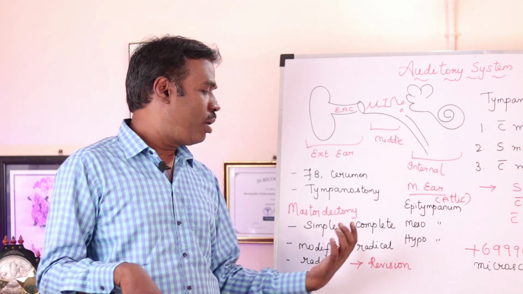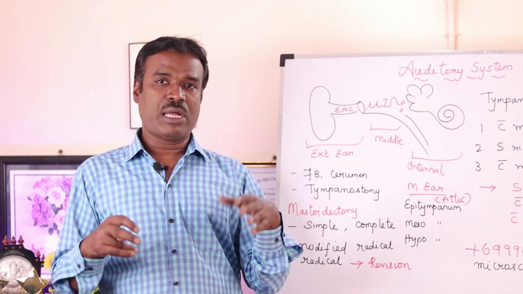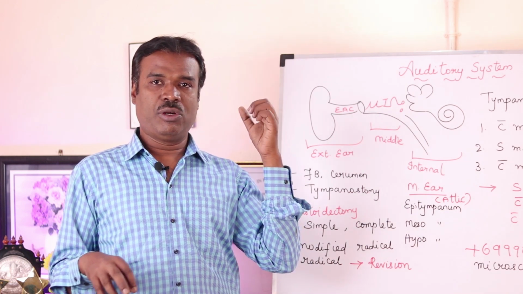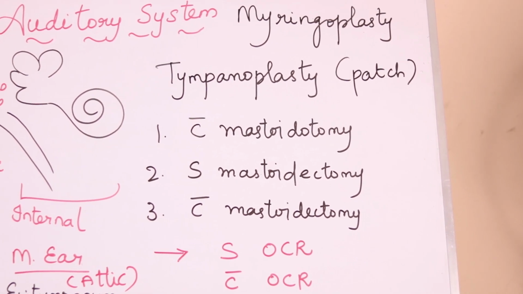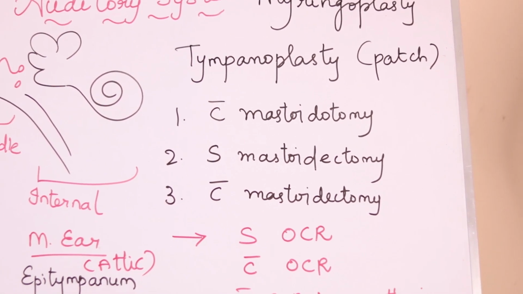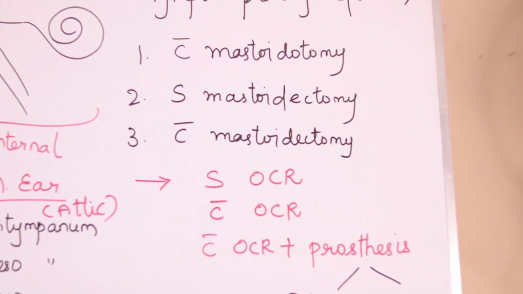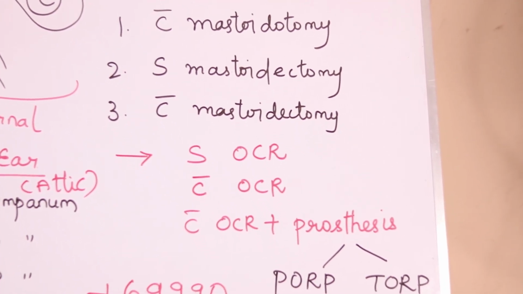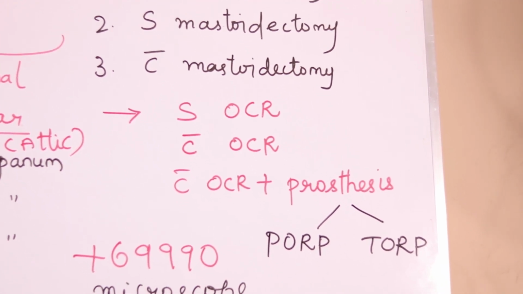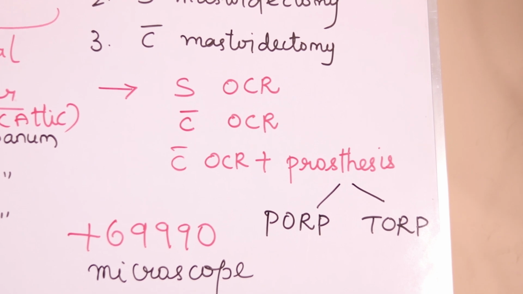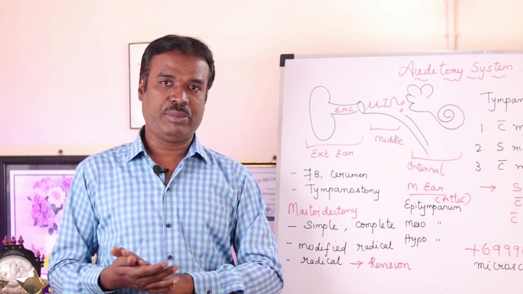Now coming to a modified radical mastoidectomy, what happens here is there is a complete removal of the mastoid sinus plus the affected bones. Say for example, the patient has a cholesteatoma of the malleus, which is an ear ossicle. So in a modified radical mastoidectomy, the physician is going to completely remove the mastoid sinus plus the affected malleus. So that becomes a modified radical mastoidectomy.